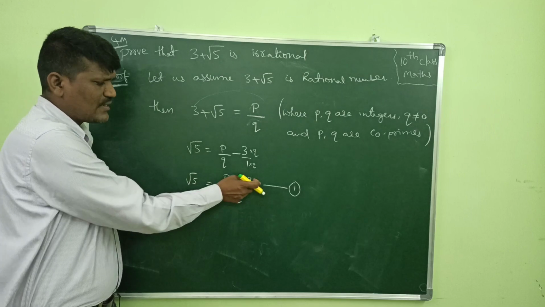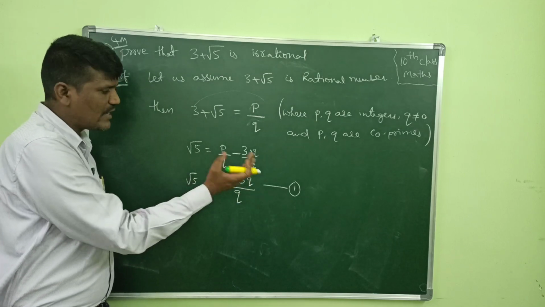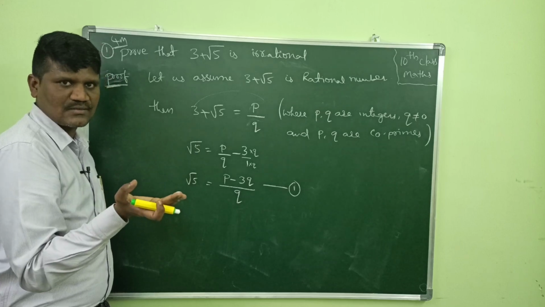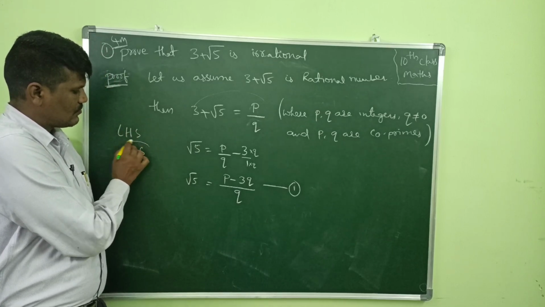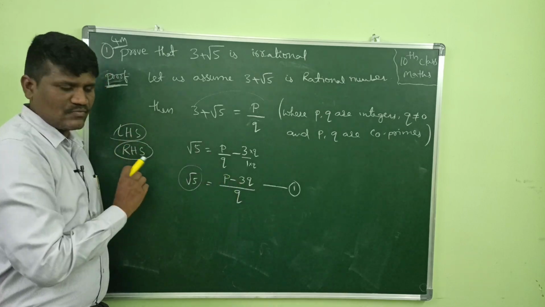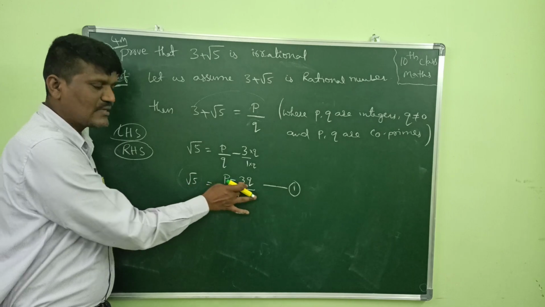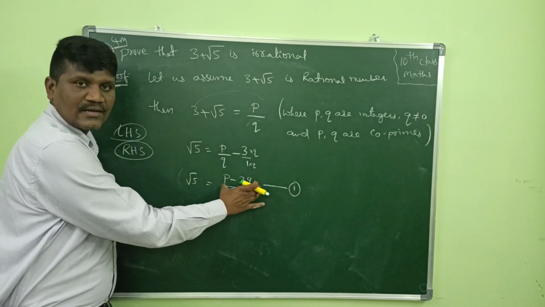Just observe the left hand side and right hand side. This is RHS and this is LHS. Every equation will have LHS and RHS. Whatever is on the left side is LHS, whatever is on the right side is RHS. So now let's concentrate on the RHS.